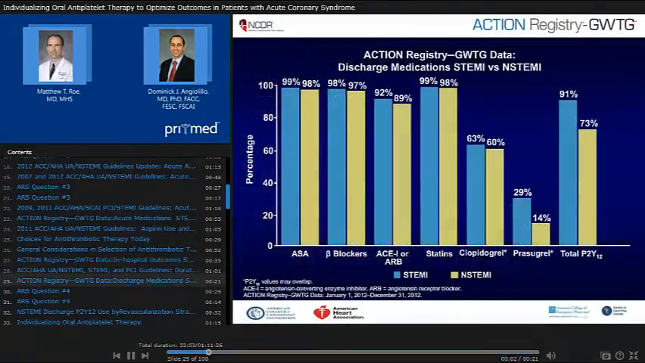And at discharge, when we look at the use of these different therapies in the STEMI and non-STEMI population, there's similar use of clopidogrel at discharge, higher use of prasugrel in the STEMI population, and higher overall use of P2Y12 inhibitors in the STEMI patients at discharge.